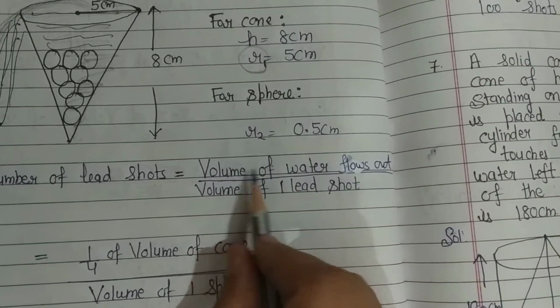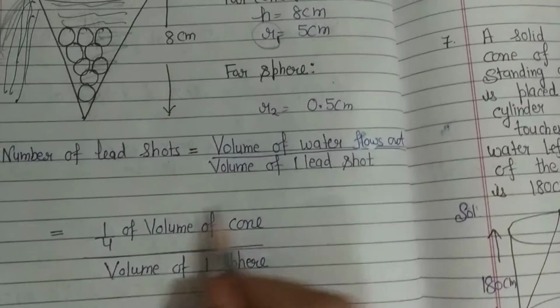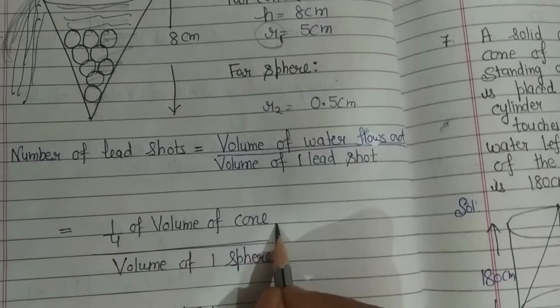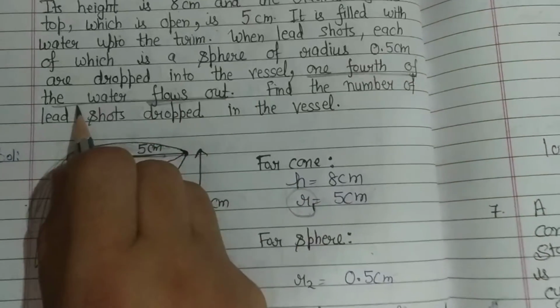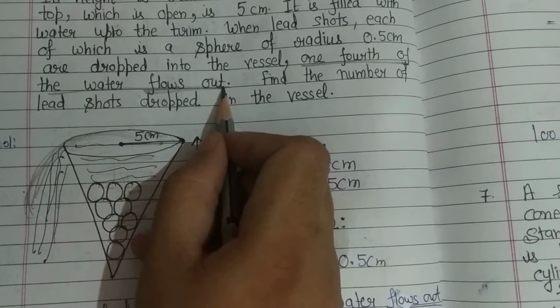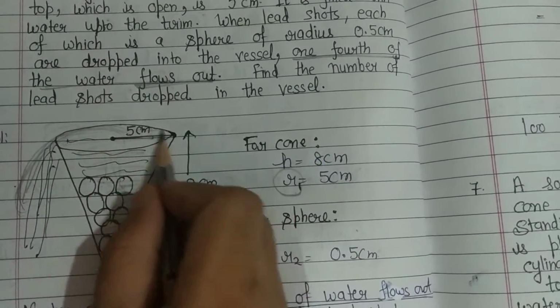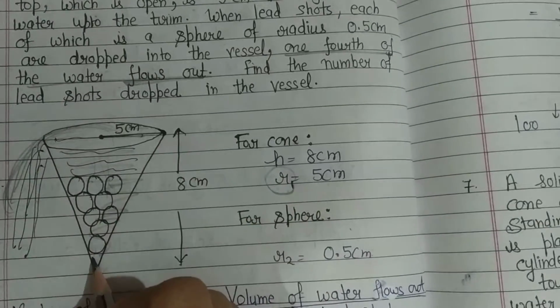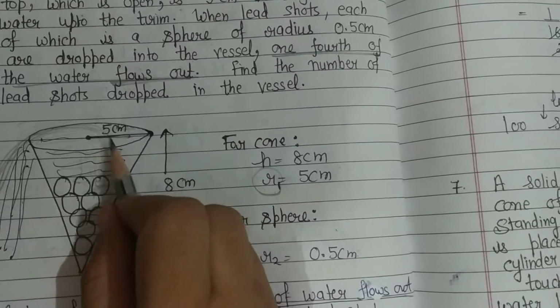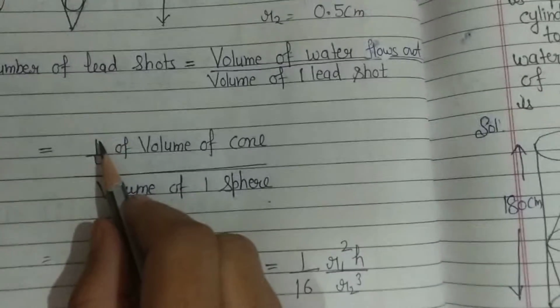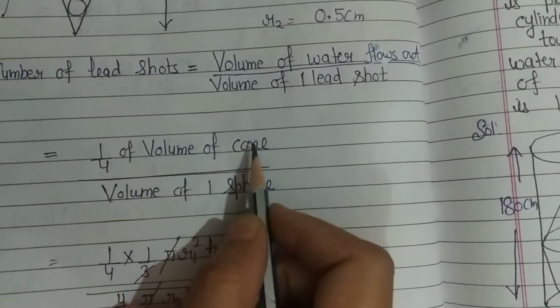Now what is the volume of the water that flows out? That is 1/4 of the volume of the cone. According to our statement, 1/4 of the water flows out, and the water is flowing from the cone. It means it will be 1/4 of the volume of the water in the cone. So I have written here 1/4 of the volume of the cone.